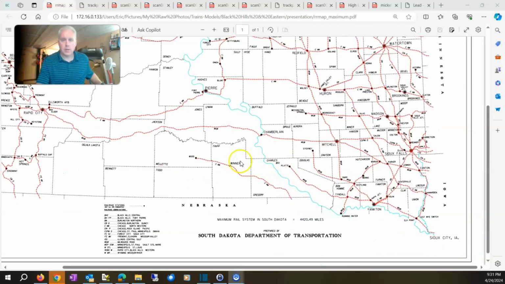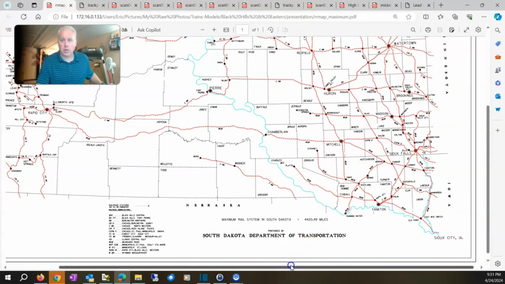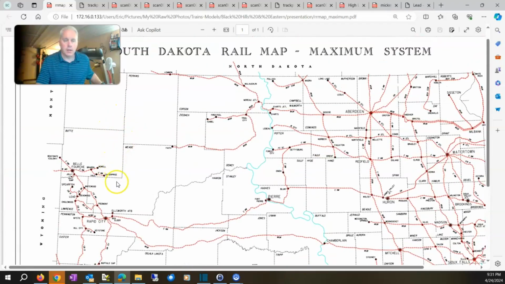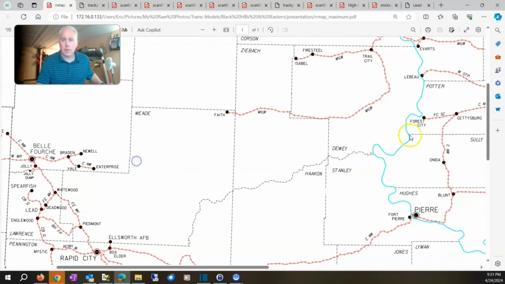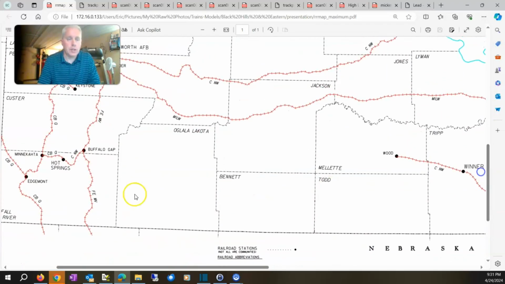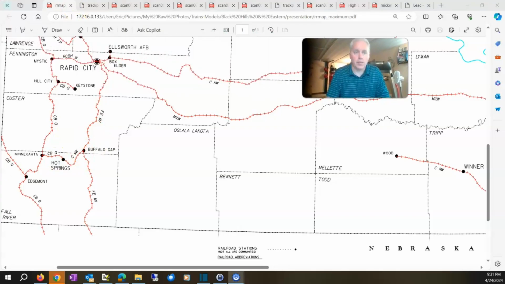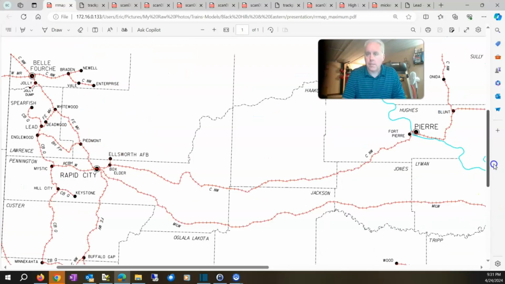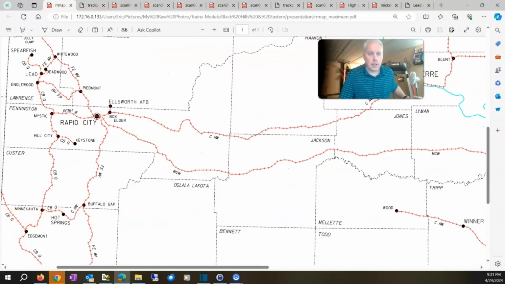Then we skip over to our other location and we take a look at the Deadwood branch of the Burlington Northern, CB&Q formerly. It comes out at Edgemont. I'm going to move myself over here a little bit so you can see. So we're coming out of Edgemont and continuing up through Hill City. There is a branch to Keystone.